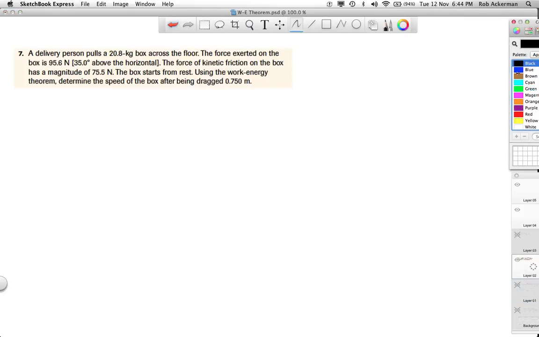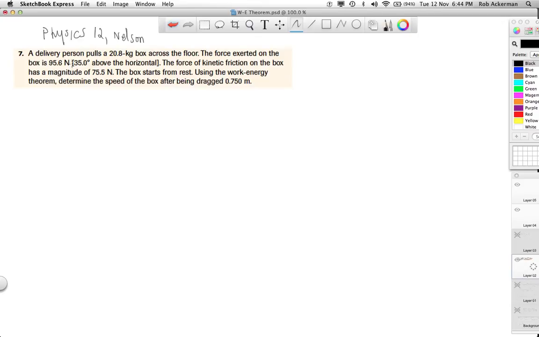First example, this is out of your textbook. The textbook is Physics 12 by Nelson. And this is in section 4.2. There's two question 7s. One of them is just in the general practice. One is at the end of the section. This is the first one.